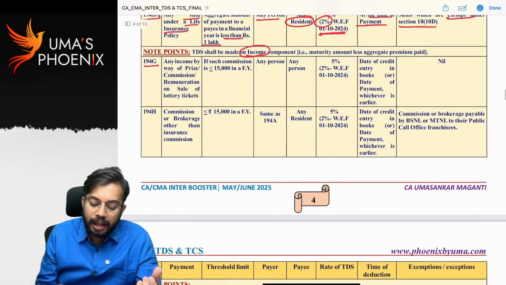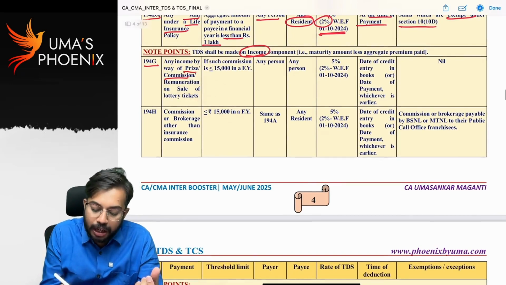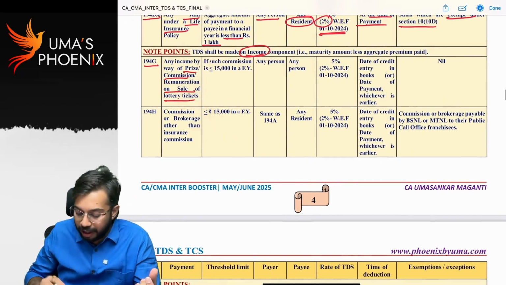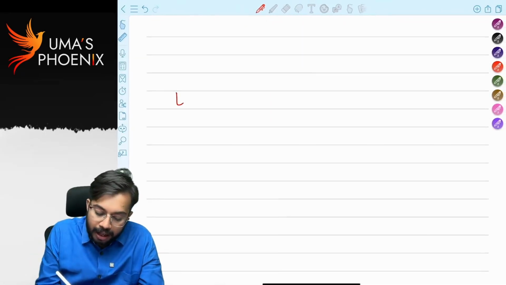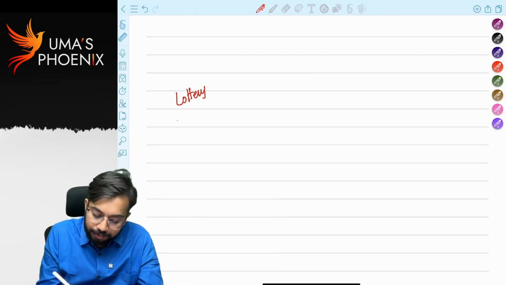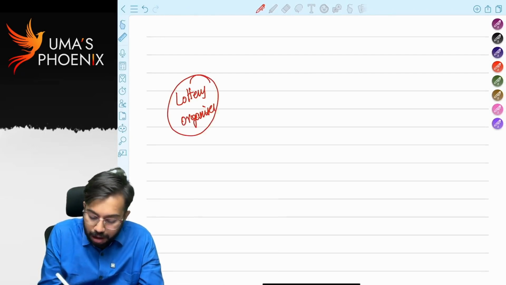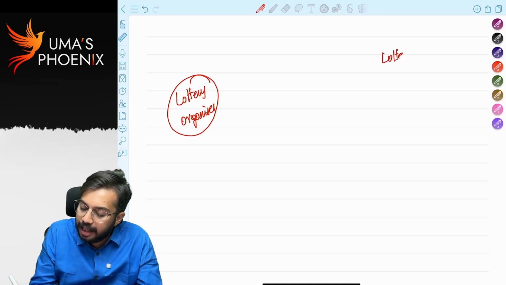Section 194G. Any income by way of prize, commission, remuneration on sale of lottery tickets. See, the lottery organizer will be there, and the lottery ticket selling agent will be there. Ticket selling agent.